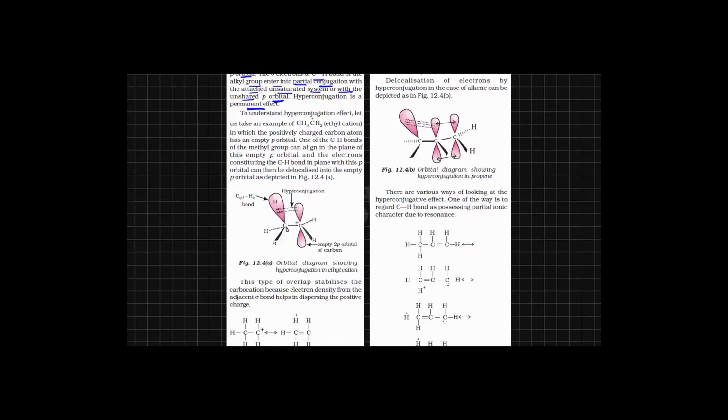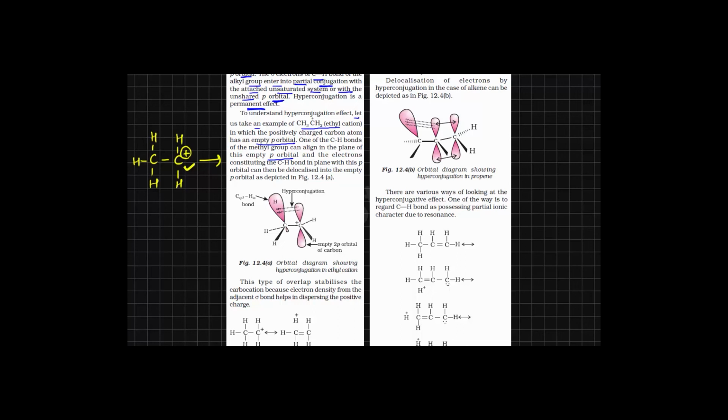Now, to understand hyperconjugation, let us take example of ethyl cation, in which the positively charged carbon atom has empty p orbital. One of the CH bonds of methyl group can align in the plane of the empty p orbital. So, you have something like this. This methyl is aligning with the empty orbital of this carbon. This is what is written over here.